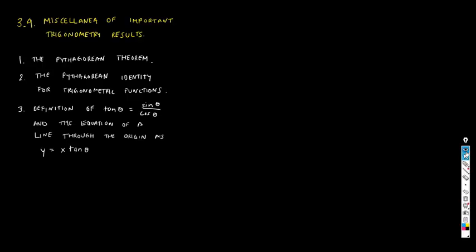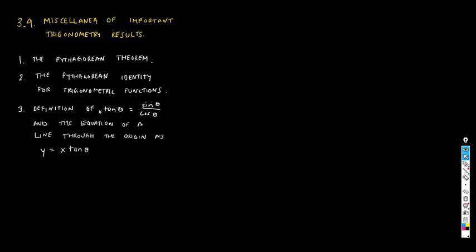Hello class, welcome to today's lesson 3.4, which is a miscellanea of important trigonometry results. We're gonna look at maybe 5 or 6 results, and they may look as though they are disconnected more or less, and in some way they are disconnected. The only connection that they have in between is that they are related to trigonometry. But other than that, you may think that they are a little disconnected.